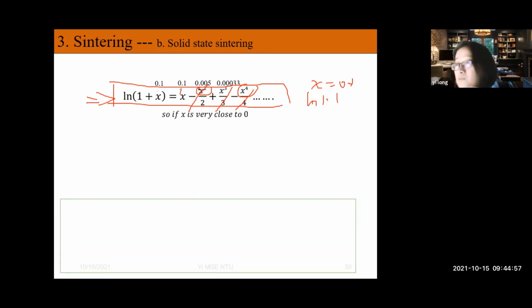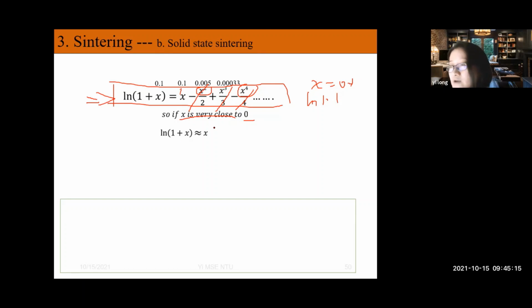The magnitude is much, much smaller. So actually, if x is very close to 0, we can see that norm 1 plus x is going to equal x. So we can ignore the higher order.